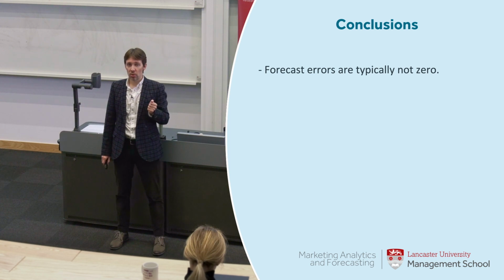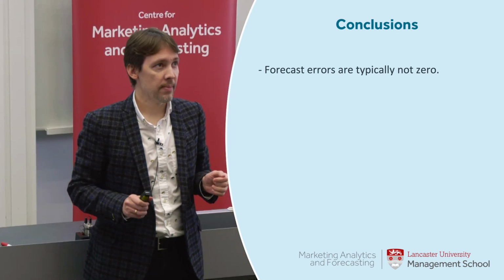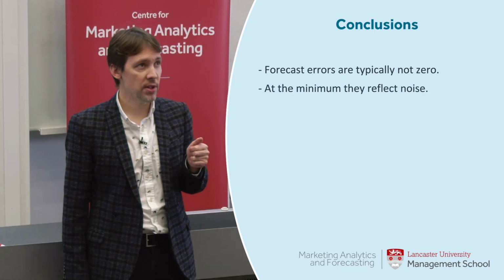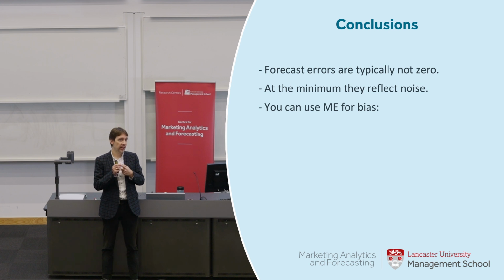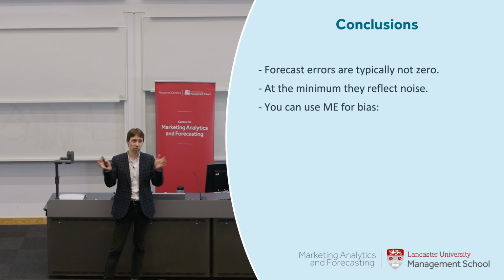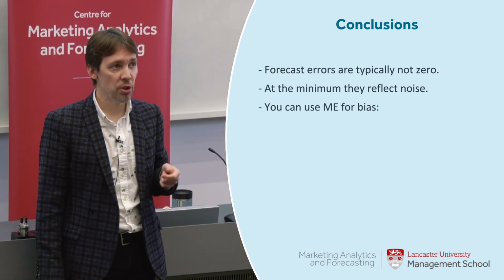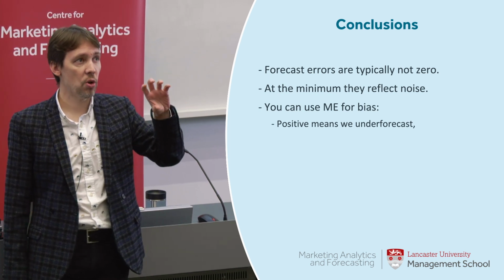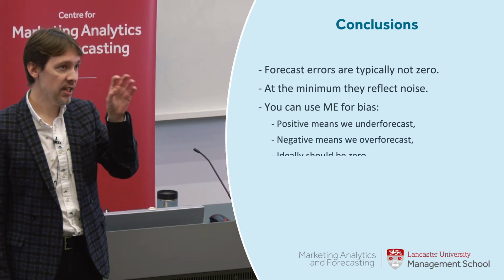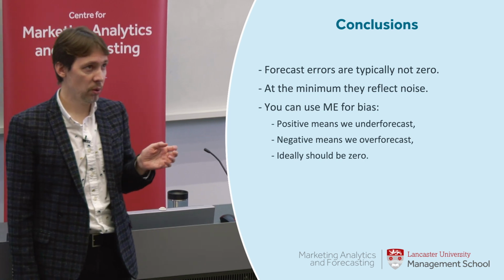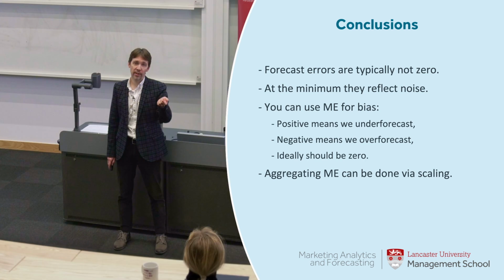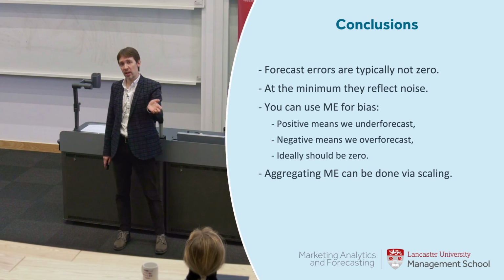Right. So concluding what we've discussed today, forecast errors are typically not zero. We discussed that there is structure and noise. At the very best, they reflect the noise of the data, but typically they also contain some information about the wrong specification. You can use mean error for bias just to see whether you under forecast or over forecast. Ideally, your bias should be zero, but that's not always achievable in practice. And one thing that I didn't mention, aggregating of mean error can also be done using scaling.